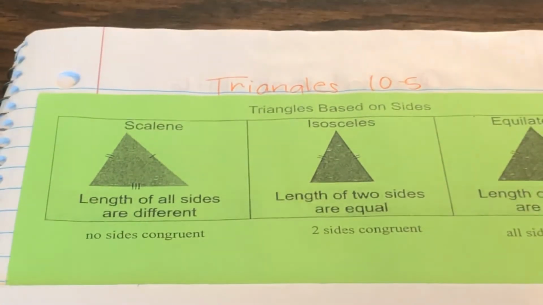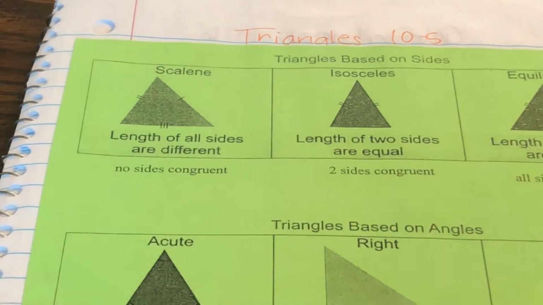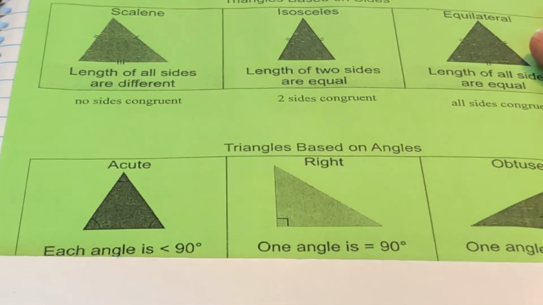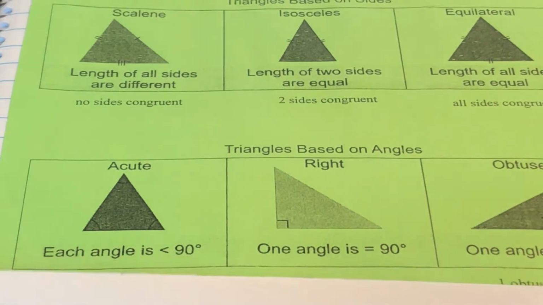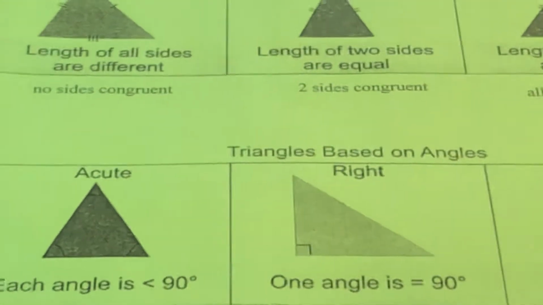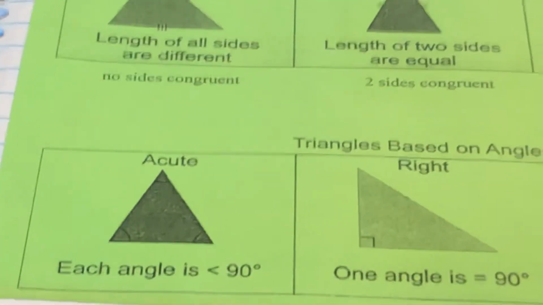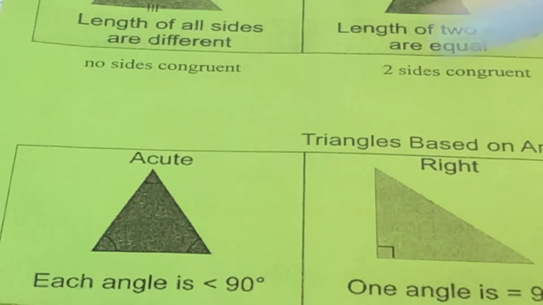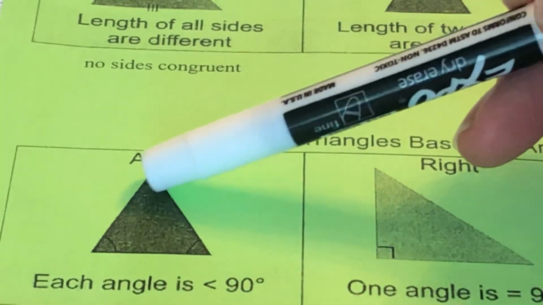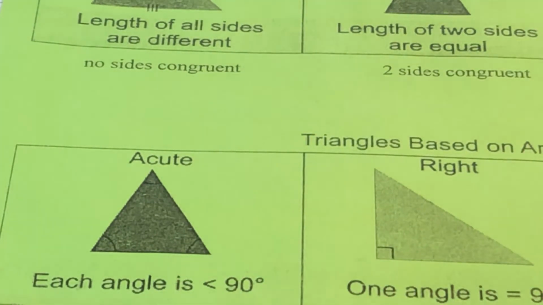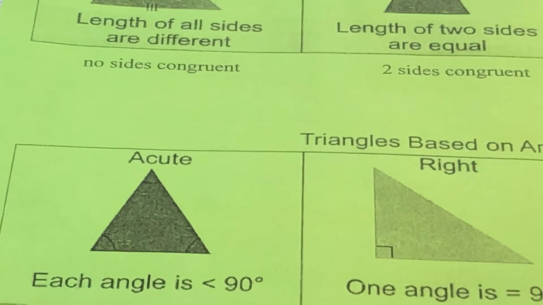Another way that we look at triangles is based on the angles. So we look at them based on both sides and angles. If we look at the first one, it's called an acute triangle. Well, that goes back to the same thing we just talked about with angles. Every angle in this triangle is smaller than 90 degrees. It's a small angle, so it's called an acute triangle. All 3 angles are acute.